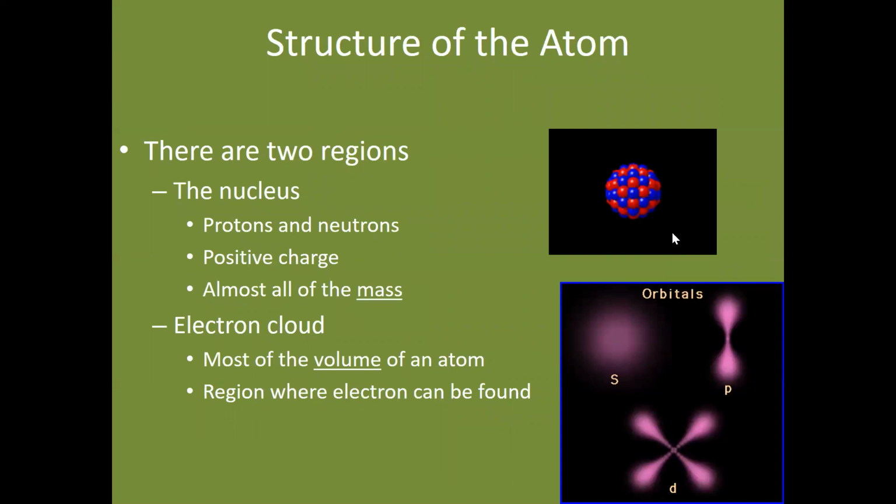Structure of the atom. This is building upon everything. There are two regions of the atom: the nucleus and the electron cloud. The nucleus is composed of protons and neutrons. Because of the protons, it has a positive charge, and almost all the mass of the atom is in the nucleus. The electron cloud is made up of electrons that surround the nucleus, and that's the region where electrons can be found. It's most of the volume.